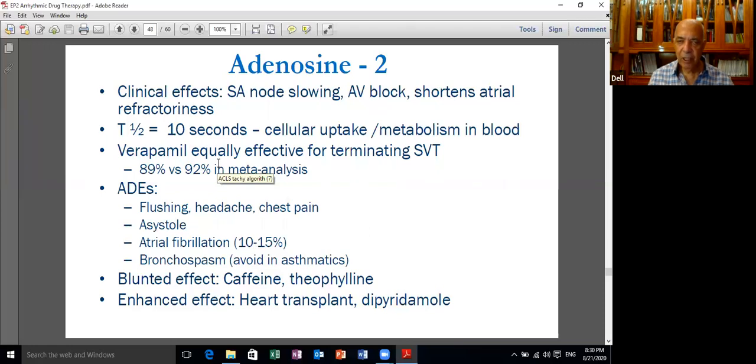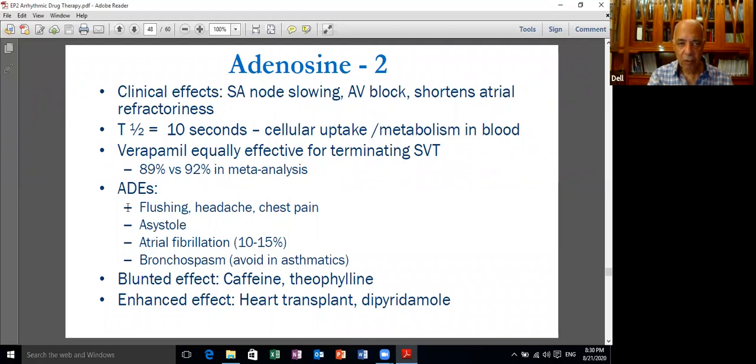So if you give the patient adenosine after you ablate the pulmonary veins, and there is no atrial fibrillation precipitated within half an hour after the procedure, you are confident that this procedure is successful. In addition, verapamil is equally effective in terminating supraventricular tachycardia.